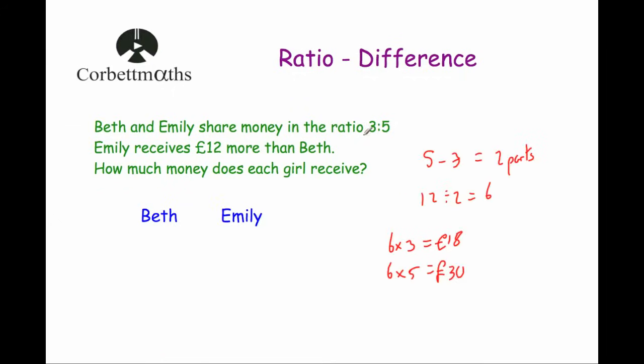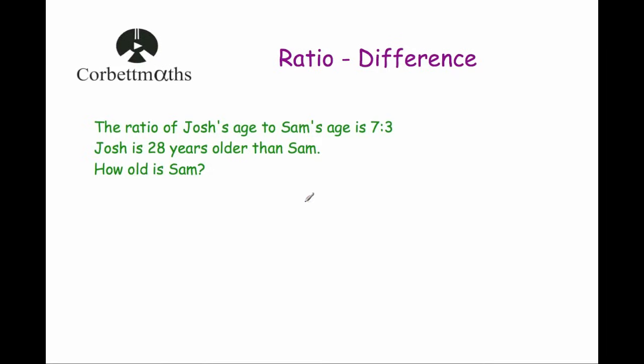So you can solve this question either by making the list, by drawing a diagram, or by just knowing that it's a difference between them, so we can take away the values in the ratio, we can divide the difference by that answer, and then just times both numbers in the ratio by that number to get the value of each number in the ratio.